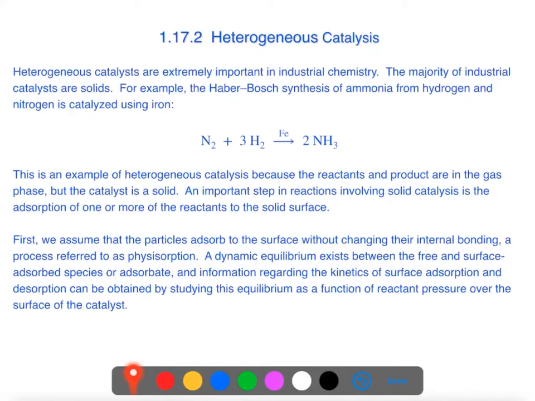A dynamic equilibrium exists between the free and surface adsorbed species, also known as the adsorbate, and information regarding the kinetics of surface adsorption and desorption can be obtained by studying this equilibrium as a function of reactant pressure over the surface of the catalyst.